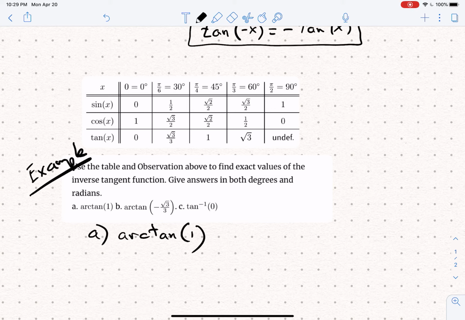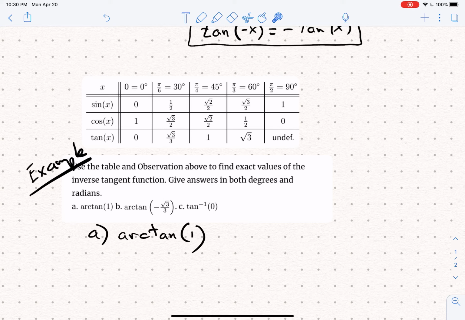Remember, arctangent just means the same thing as inverse tangent. And we're saying, what angle do you have to use in order for the tangent to give you a 1? Well, we can answer this by asking, where is the tangent equal to 1? I happen to know the tangent is equal to 1 at a 45-degree angle, or at pi over 4. And you can see here tangent is equal to 1, and that happens at pi over 4 if we're in radians, or 45 if we're in degrees.